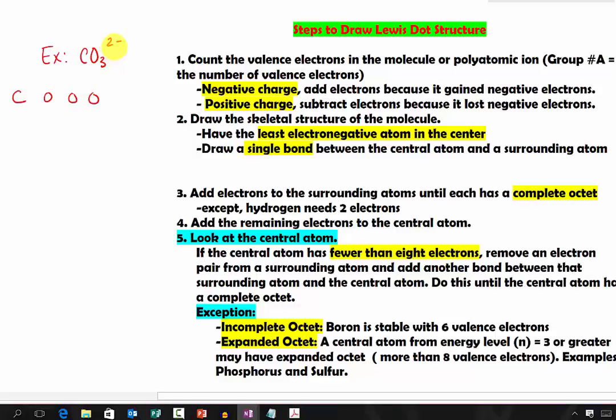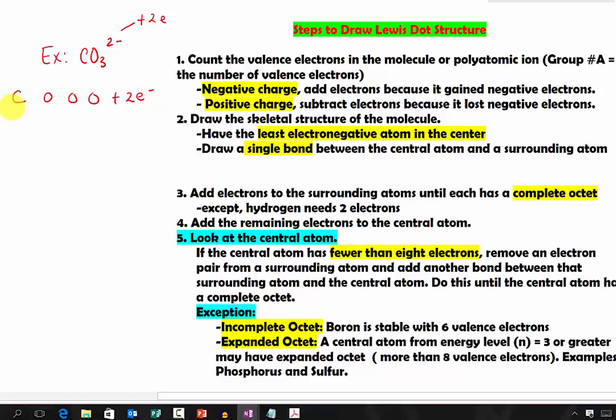That negative charge represents extra electrons, because when there's a negative charge, you need to realize that you have gained 2 additional electrons to become that ion. So negative means add electrons because it gained negative electrons. But if you have a positive, you will subtract the electrons because it lost negative electrons. So in this case, you have a negative, so it's going to be add 2 electrons. So we have 2 electrons there.